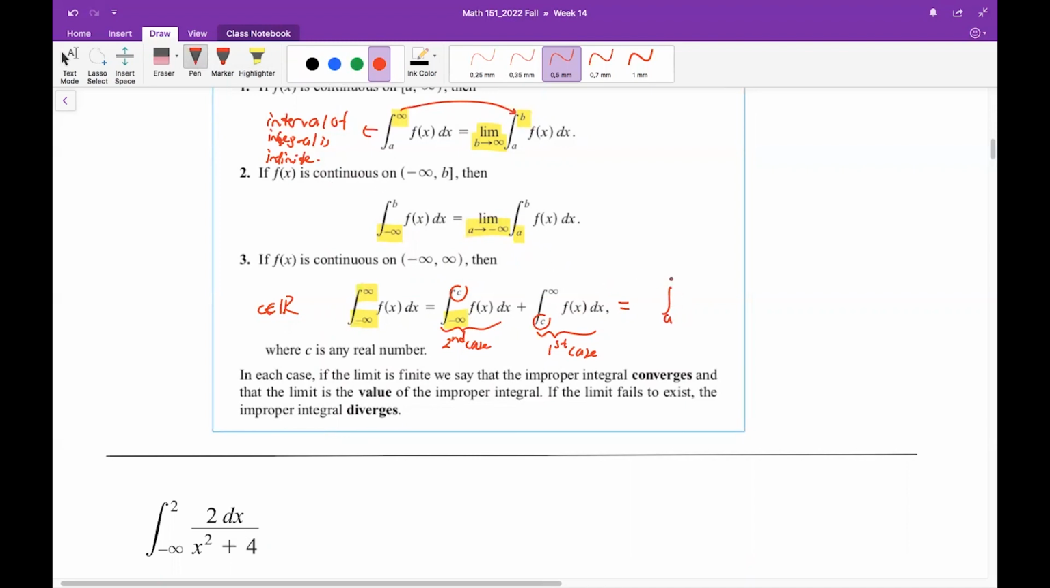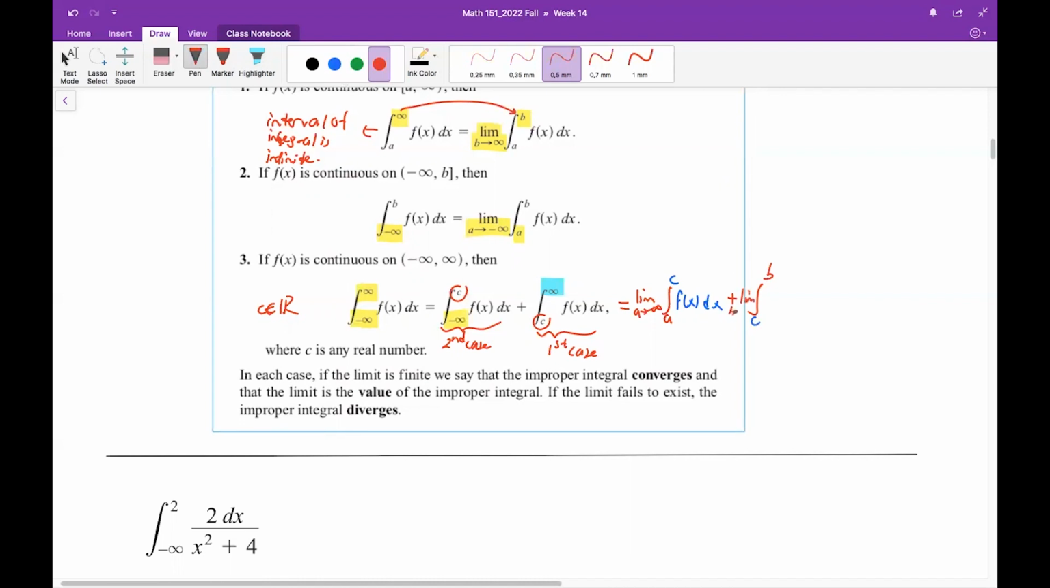So let's put a here. C is still a number there, f of x dx, and then all I need to do is to send this number a to minus infinity, plus, and then I can fix the problem at this plus infinity here by naming that part as a variable, like let's call it b, okay?